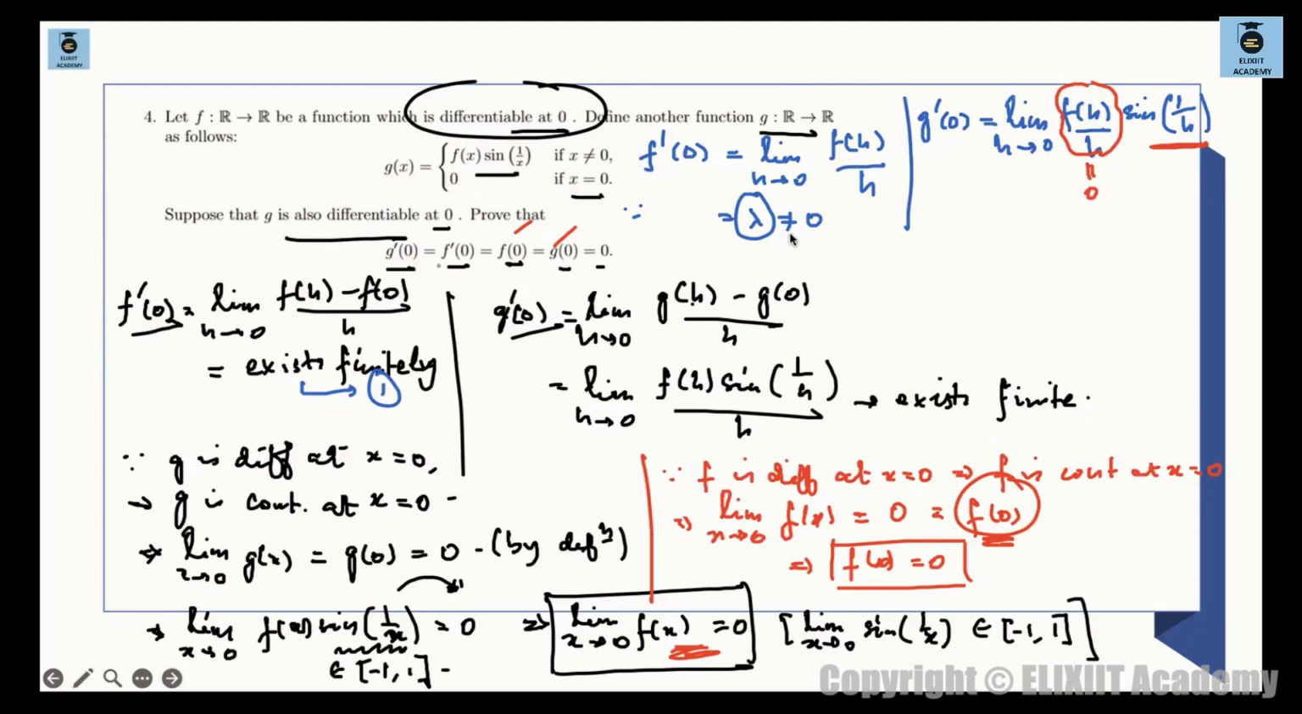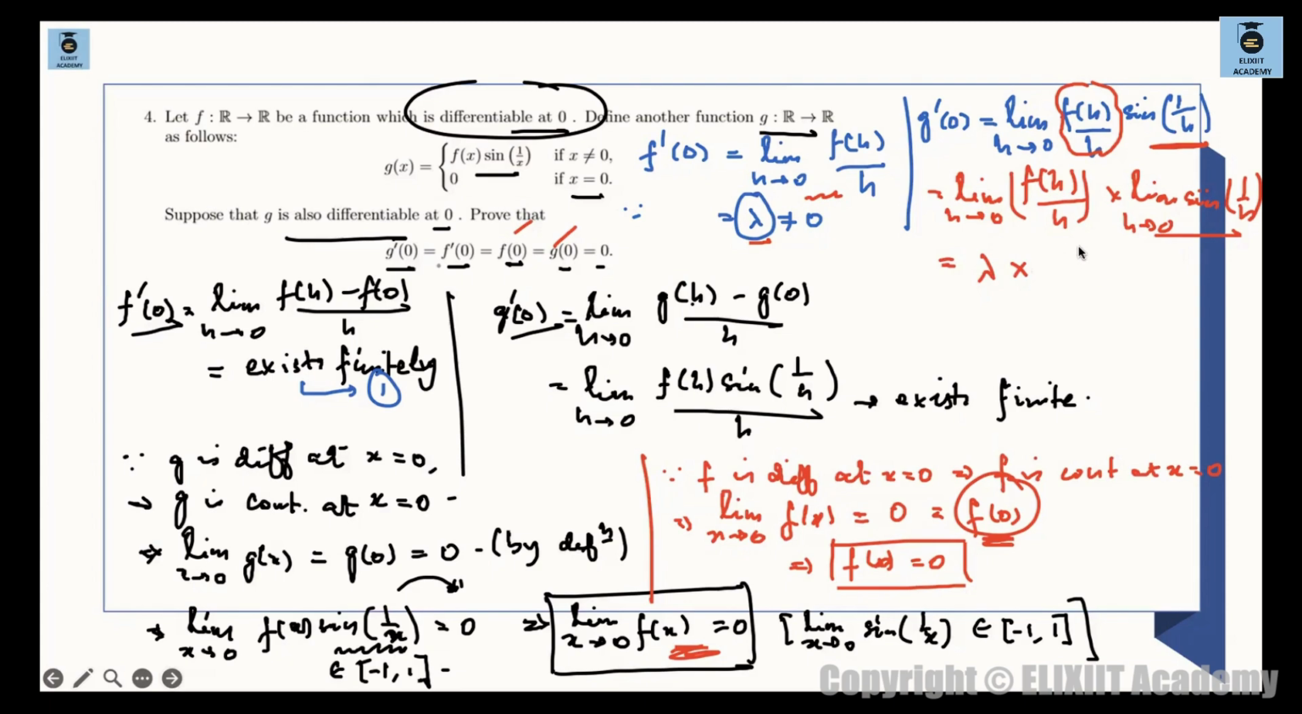So what I'm doing is I'm considering this limit to be lambda, because this limit is present over here. So we have to deal with this limit. I'm taking this limit to be lambda, where lambda is any finite quantity and this is non-zero. I'm considering this to be non-zero. Next, if you separate these terms, limit h tends to 0, f of h upon h into limit h tends to 0, sine of 1 by h. This is an oscillating number, and limit of h tends to 0, f of h divided by h is lambda.